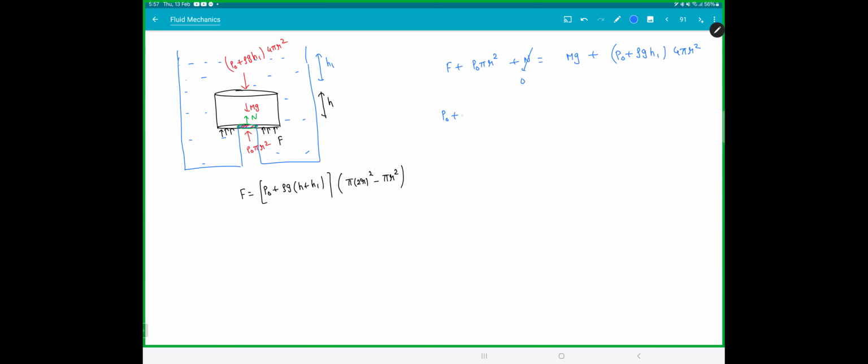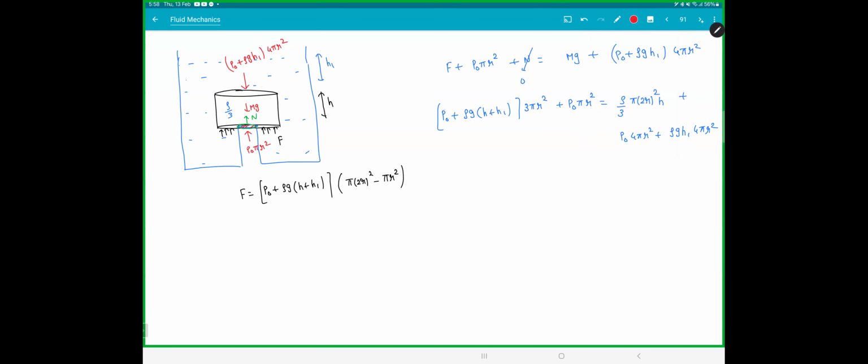F will be P naught plus rho g (h plus h1) times 3 pi R square, plus P naught pi R square. What is M? The density of the block is rho by 3. So M is rho by 3 times pi (2r) whole square, height is h, plus P naught 4 pi R square, plus rho g h1 4 pi R square.